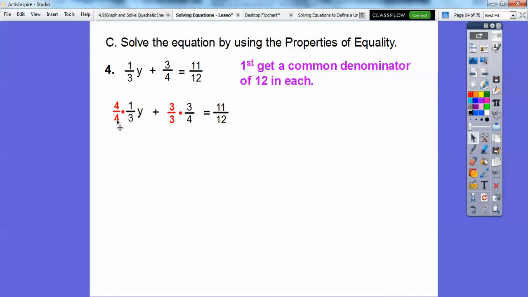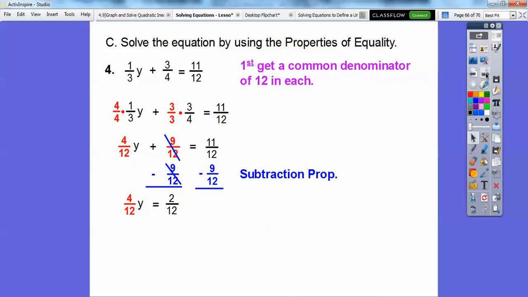This one is 4 over 4, then I get 4 over 12. Here I get 3 times 3 is 9 over 12. So this is 4 over 12y plus 9 over 12 equals 11 over 12. Now we subtract out the 9/12 on both sides. This is the subtraction property, and 11/12 minus 9/12, you just subtract the numerators. 11 minus 9 is 2/12.